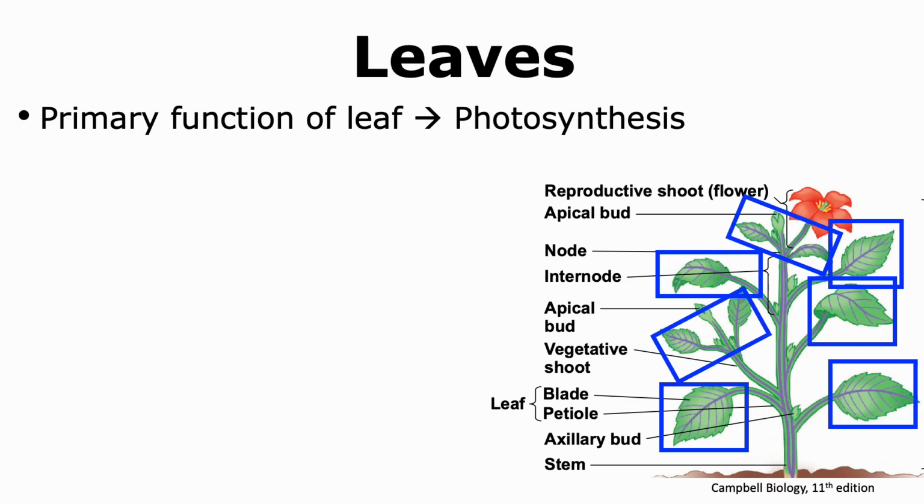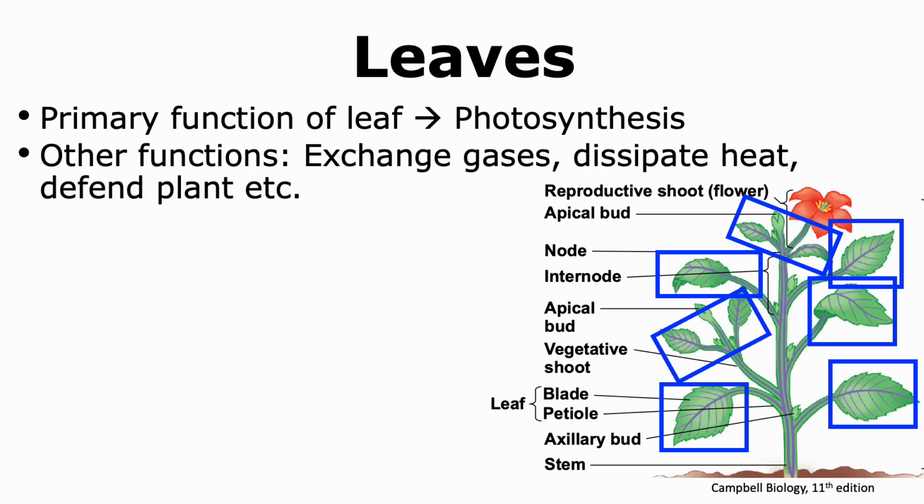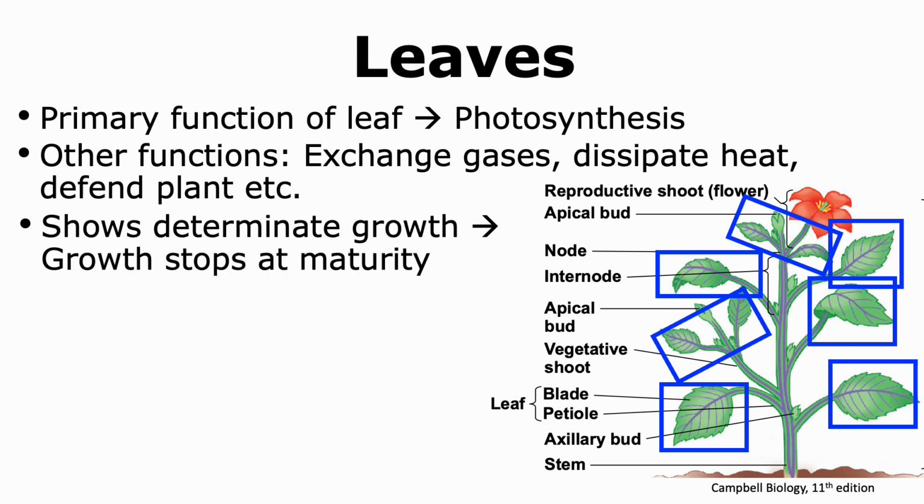Leaves are the organs of the plant that are part of the shoot system. They are present above the ground and their primary function is photosynthesis. They can perform other functions as well, which include exchange of gases, dissipation of heat, as well as defending the plant from predators. Leaves show determinate growth, which means that their growth stops after a certain stage. We usually call this stage the stage of maturity.